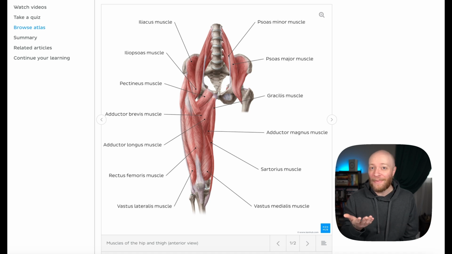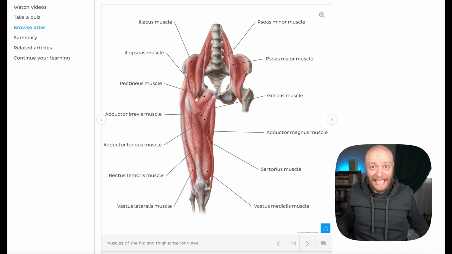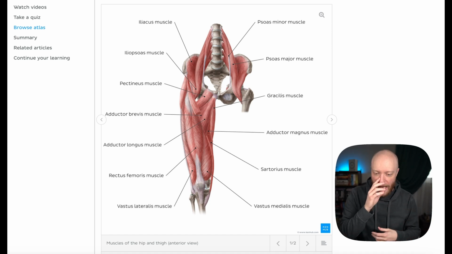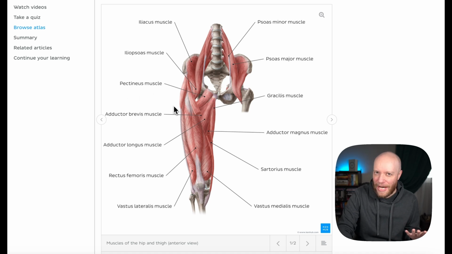because guess what pretty much all of them are going to do? They're going to adduct the hip. So what that basically means, like if you think like a jumping jack position, when you are spread like this, bringing the legs back together, that is adduction of the hip. And these muscles are all going to do it. And so a lot of them have adductor in the name, which is pretty nice.